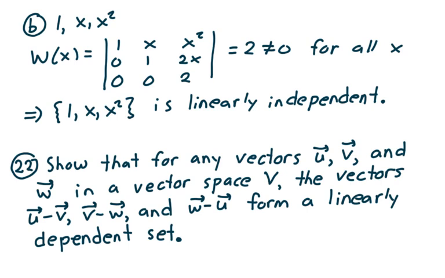Show that for any vectors u, v, and w in a vector space V, the vectors u minus v, v minus w, and w minus u form a linearly dependent set. Remember, capital V is a vector space. It doesn't matter what three vectors you choose, we're going to get a linearly dependent set.